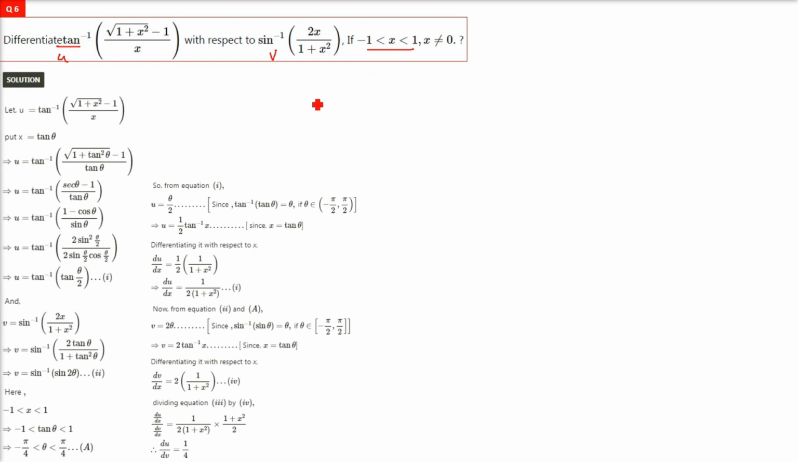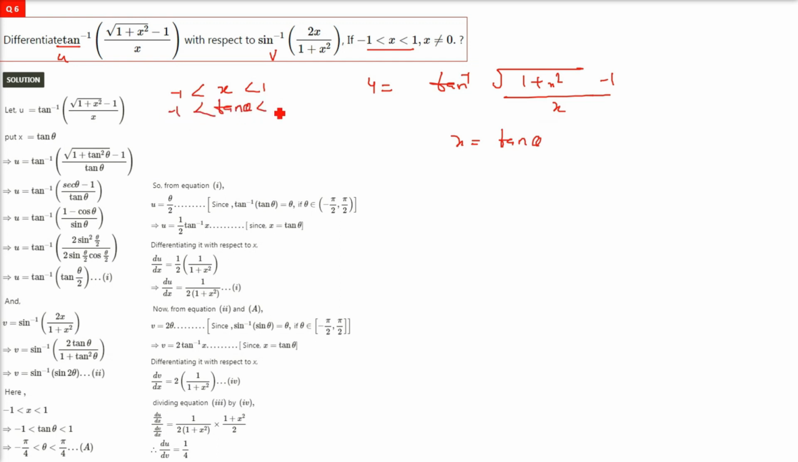So u is equal to tan inverse of (under root 1 plus x square minus 1) divided by x. Now here x we will take as tan theta. And when you put x as tan theta, you have to check the boundary also. Because x is between -1 and 1, tan theta has to be between -1 and 1. This is what the question is asking. Now you can just take the tan inverse of all the values. So this is going to be negative pi by 4, this is theta, and this is pi by 4.